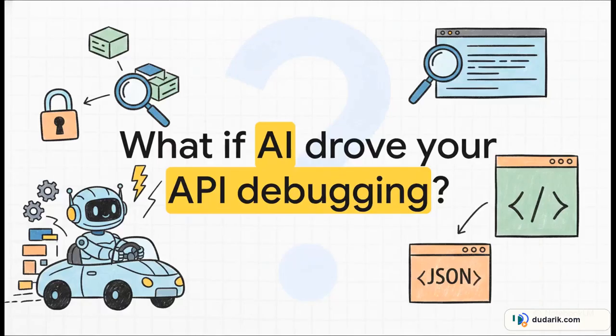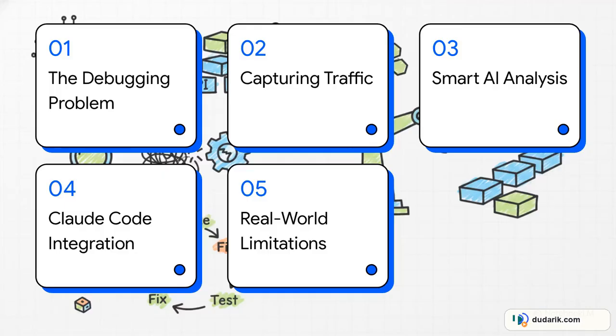Now, what if an AI could drive your entire API debugging workflow completely autonomously? I mean, think about it. Imagine taking the manual drudgery out of clicking through endless auth flows, capturing traffic, parsing through raw JSON, and just handing the keys over to an AI agent. That is exactly the reality we're unpacking today. Okay, let's dive into this.